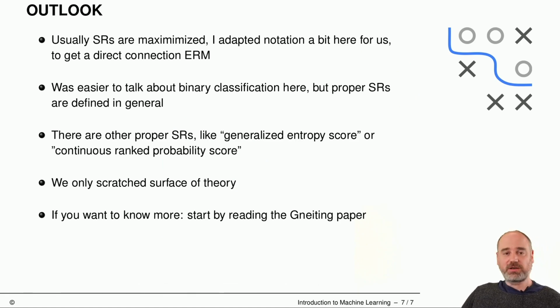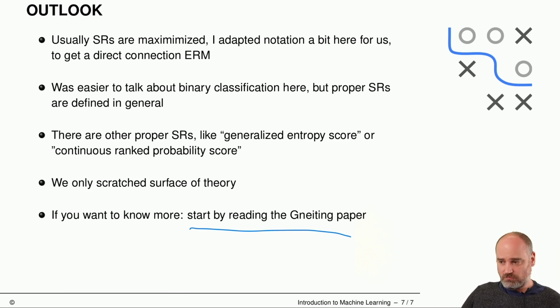That already brings us to the end of this session. Like I said, usually these scoring rules are sometimes maximized. I adapted notation here a little bit for us. I wanted to simplify things. Compare this maybe with the Gneiting paper. Maybe you find this a little bit harder to read, maybe you find this simple. I don't know. I found this a little bit harder when I tried this the first time. I needed to do this mental translation a little bit.